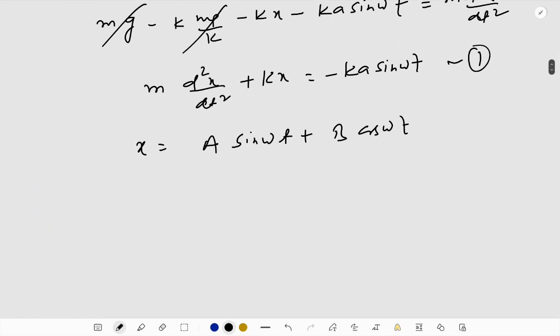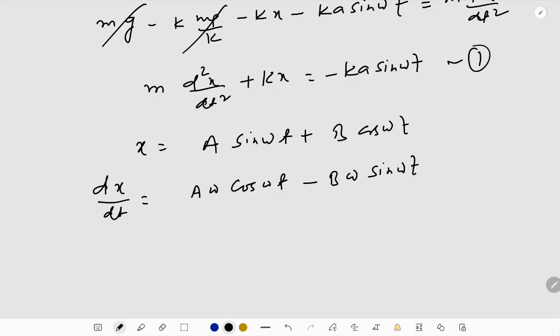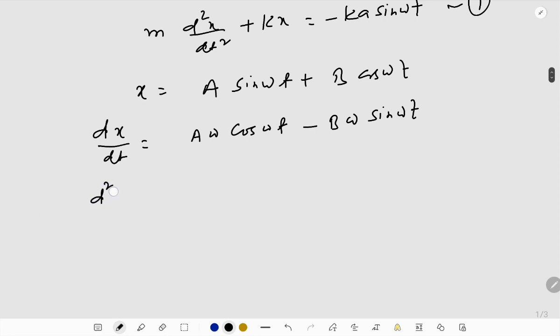So I'm going to get this. dx by dt will be simply a omega cos omega t minus b omega sine omega t. Okay, fine. And d2x upon dt square, this is the main thing to get here. This will be minus a omega square sine omega t, and again minus b omega square cos omega t.